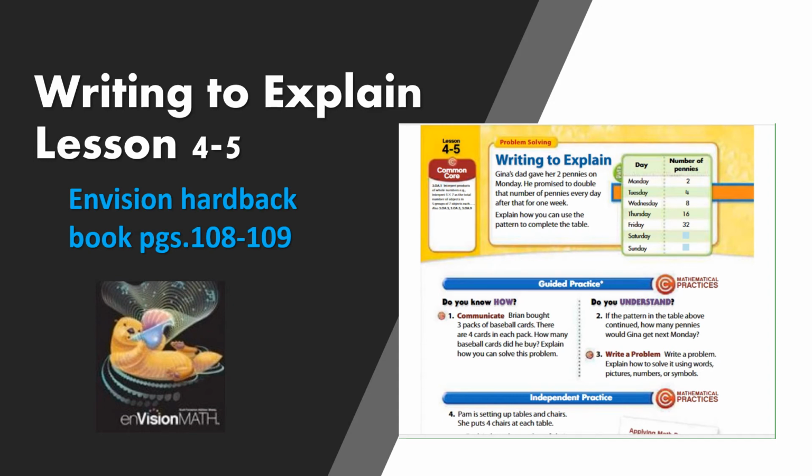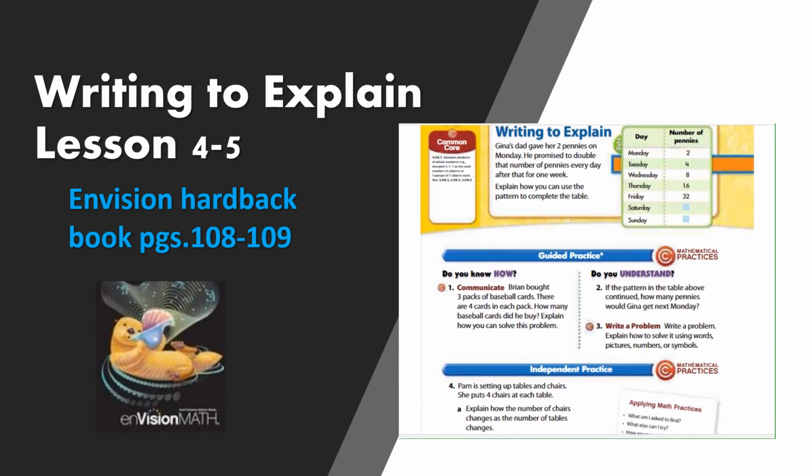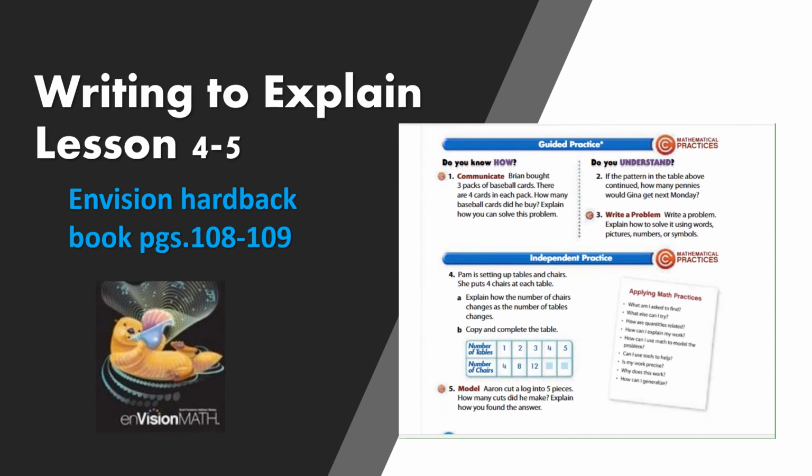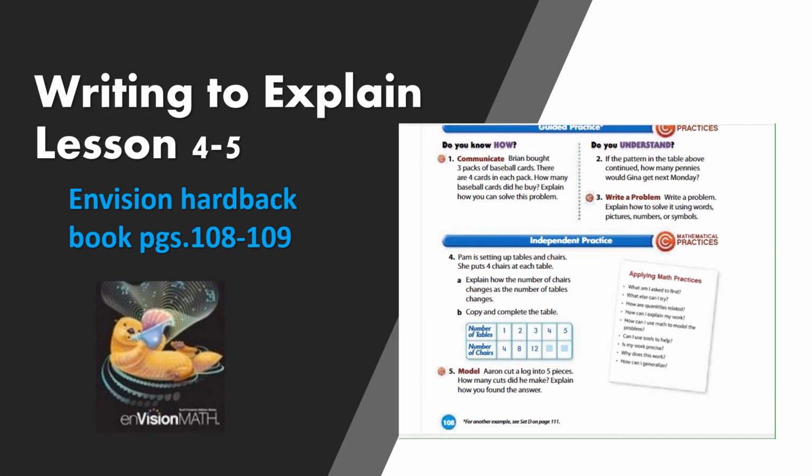You'll also see on page 109 that they give us the information that we need to solve for that. So let's take a look at our assignment for today. There are 5 questions on this particular page, and the first one says, communicate. Brian bought 3 packs of baseball cards. There are 4 cards in each pack. How many baseball cards did he buy?